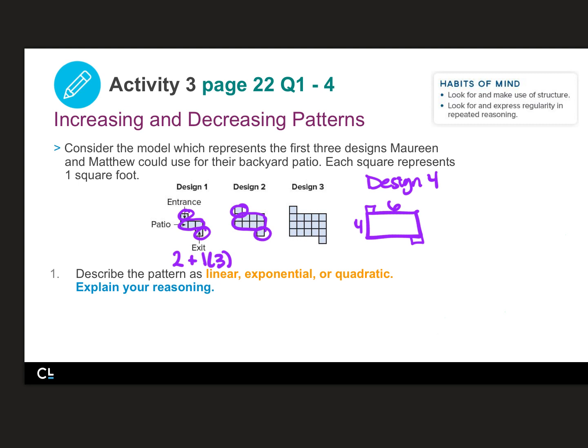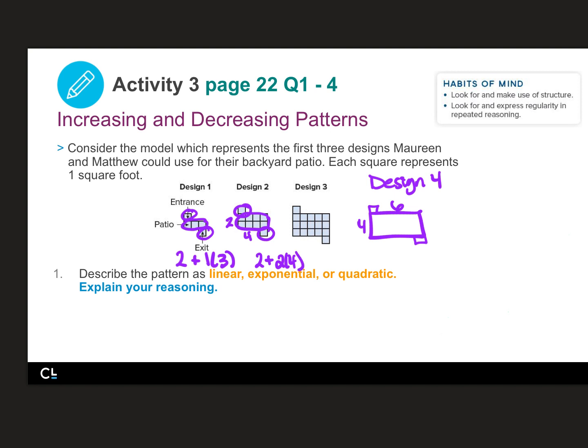If I do that for design 2, I have those 2 tiles plus a 2 high and 4 wide, so a 2 by 4 rectangle. If I do that the same here, we have those 2 entrance and exit. We have 3 by 5. And we'll do it one more. We have 2 plus a 4 by 6.